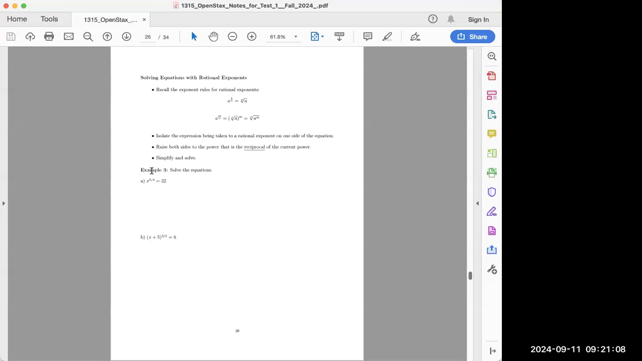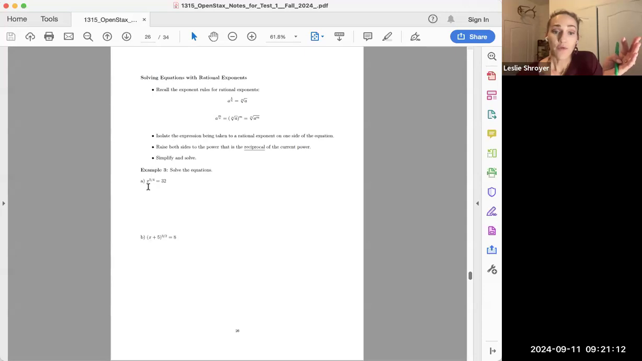So why we care is that if I have, for example, x to the 5/4, well, this can be thought of as the fourth root of x to the fifth power. So how we go about solving is we isolate the expression being taken to a rational exponent on one side of the equation, raise both sides to the power that is the reciprocal of the current power, and then simplify and solve.